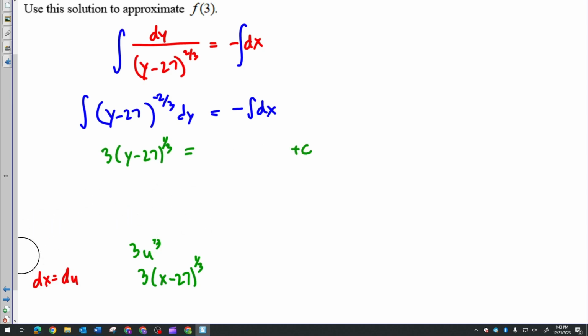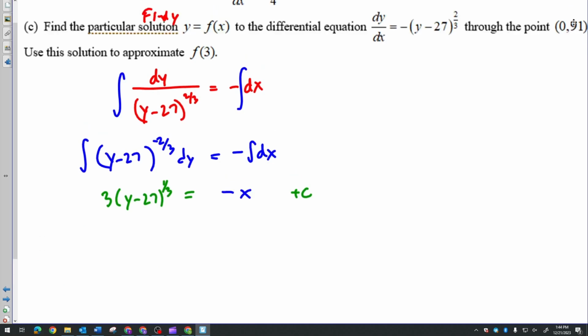And then I also need the antiderivative of this right here. So on this side, what is the integral of negative dx? That's just the integral of negative 1, so that's going to be negative x plus c. So first you separate, then you integrate. Sometimes you exponentiate, but I don't need to exponentiate here. Then I need to solve for c and y. To solve for c, I need an initial condition. Let me go find it. It's right here: when x is equal to 0, y is going to be 91.